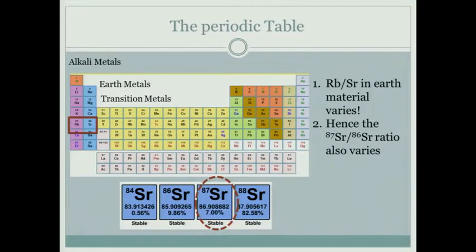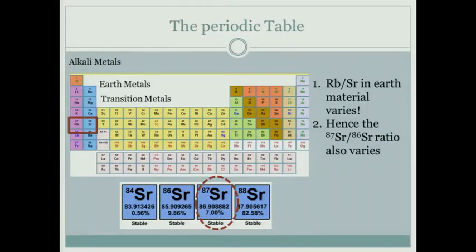And if we look at rubidium and strontium on the periodic table, you can see that they belong to a different elemental group. The rubidium is an alkali metal, while, as we said, strontium is an alkaline earth metal. This means that they behave geochemically different. So in each earth material, in each mineral, in each rock, the rubidium to strontium ratio may change. It's not constant.